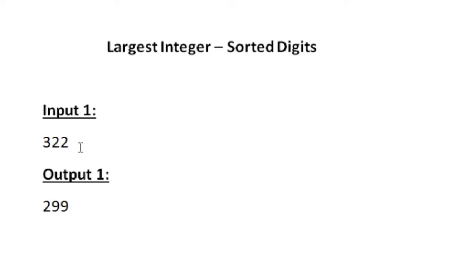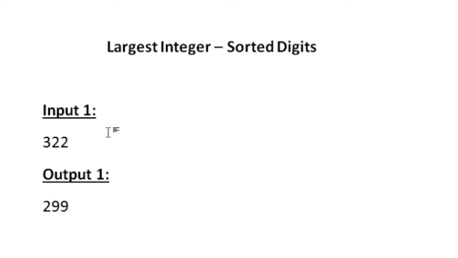To find the largest integer that is less than or equal to n, first we will start checking from the integer n itself, and if it is in increasing order then we will print the integer, or else we will decrement the value of n and check again and again.